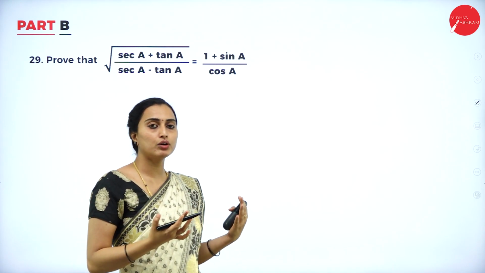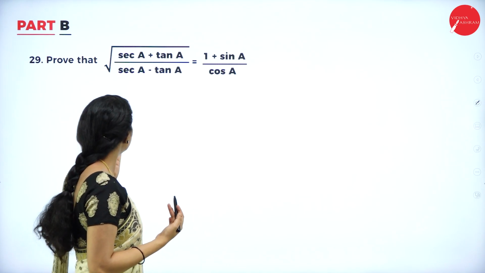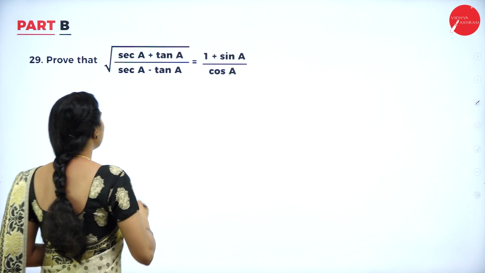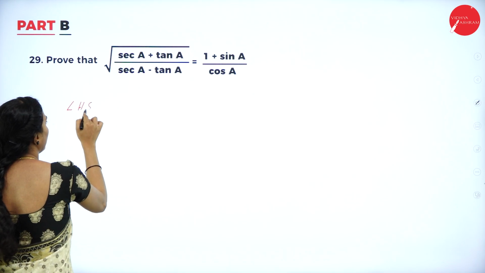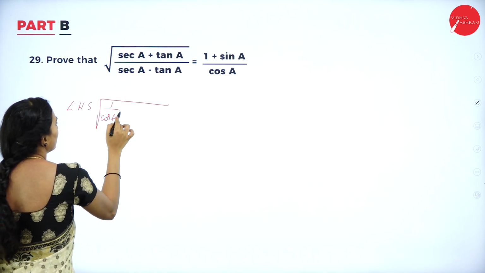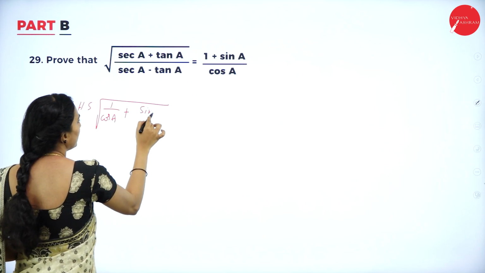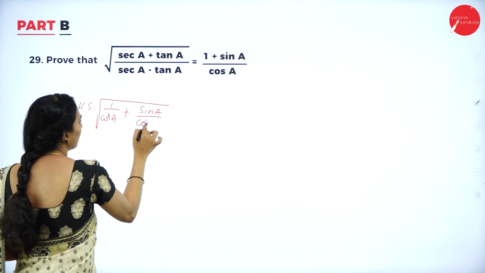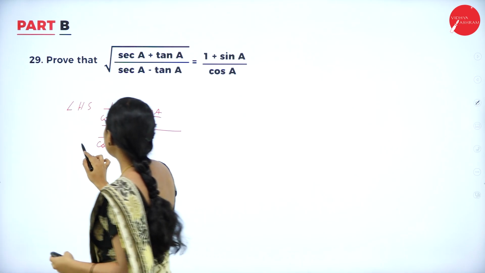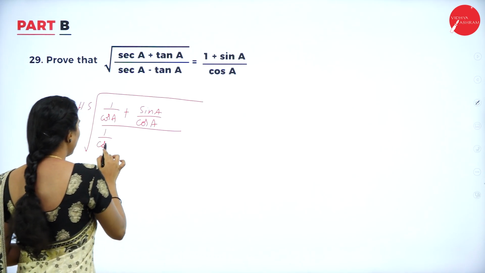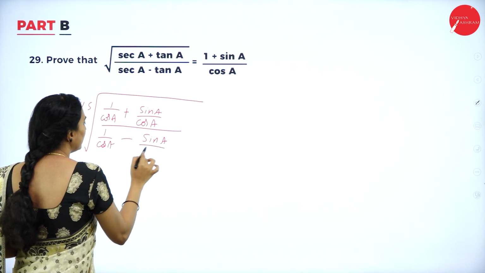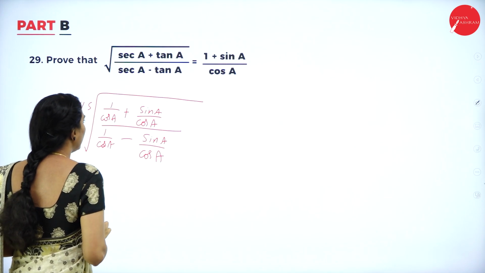Prove that under the root of secant a plus tan a divided by secant a minus tan a is equal to 1 plus sin a divided by cos a. First, let us take the left hand side and prove the right hand side. Under the root, secant a is 1 by cos a plus tan a is sin a by cos a, divided by secant a is 1 by cos a minus tan a is sin a by cos a. Writing this step is important.